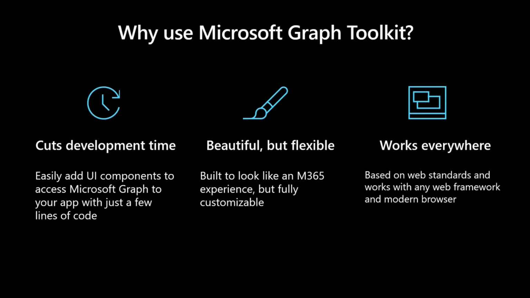I really focus on the value that I can bring to my app and to my business, and that's why we believe that the Graph Toolkit really cuts down on development time. It's also already beautiful. So when you build with the Graph Toolkit, it looks great within your applications, but it's also very flexible. So if you want to build something that seems like an M365 component, just use one of our components. But if you want to customize it, you can fully customize the way the Microsoft Graph Toolkit looks like.